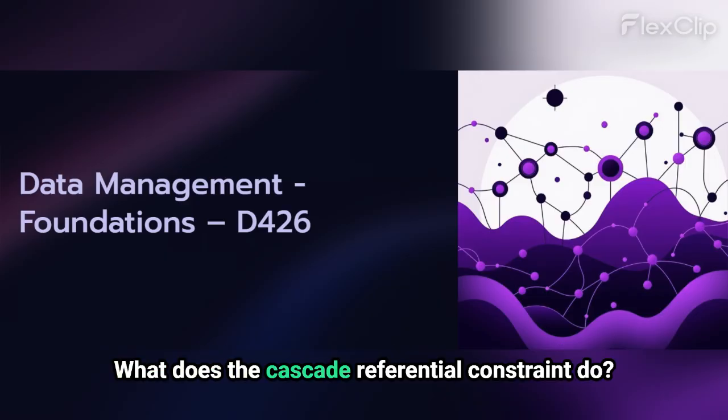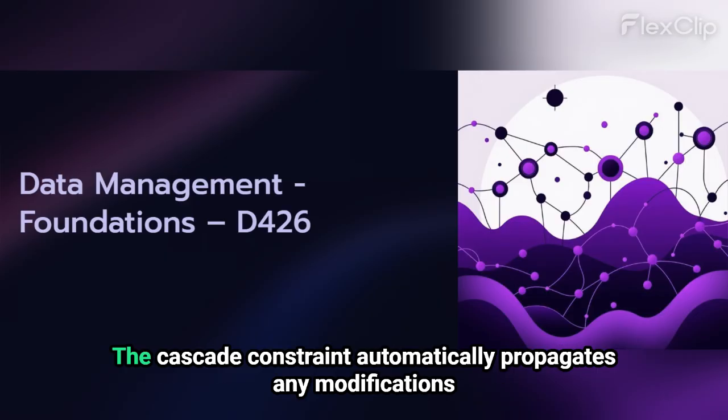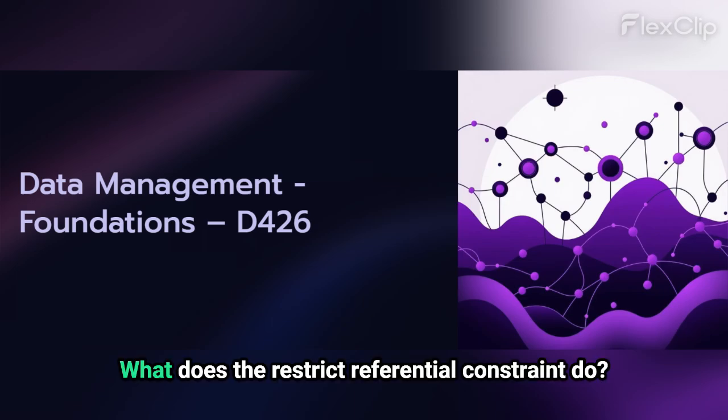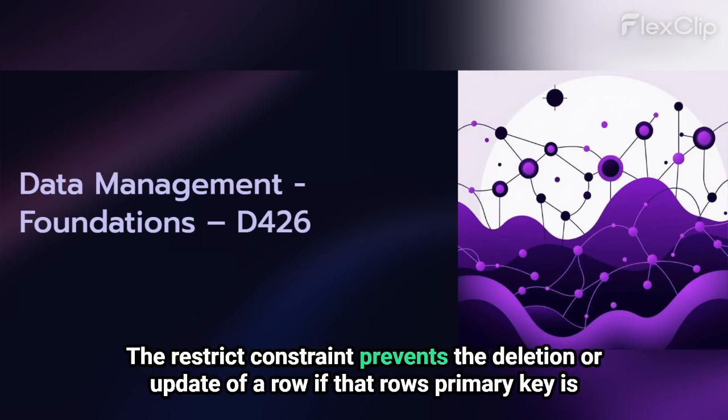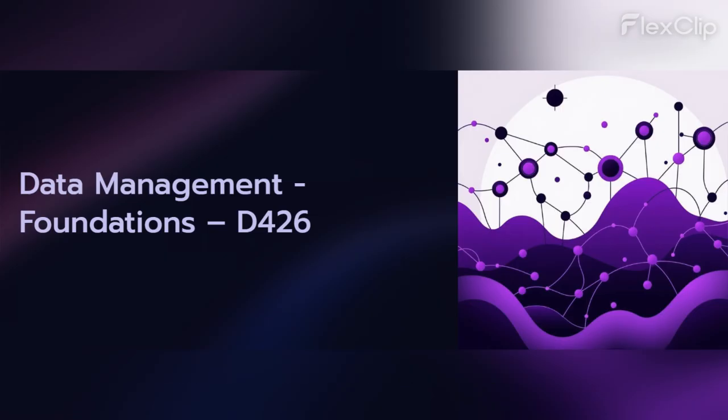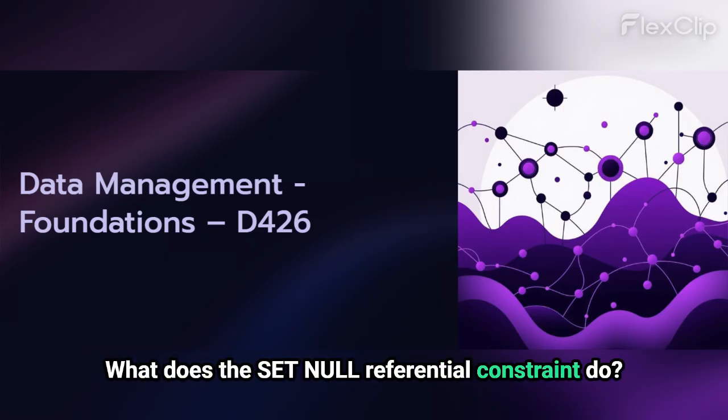What does the cascade referential constraint do? The cascade constraint automatically propagates any modifications, like updates or deletes, from a primary key to all of its corresponding foreign keys. What does the restrict referential constraint do? The restrict constraint prevents the deletion or update of a row if that row's primary key is referenced by foreign keys in any other tables. What does the set null referential constraint do?